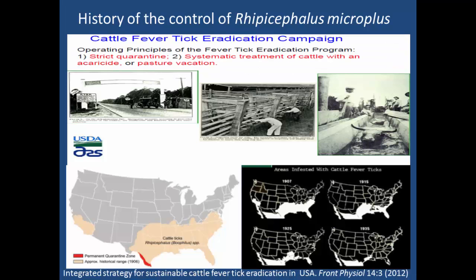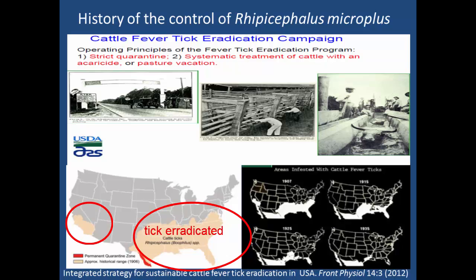And now moving on into the history of the control of the cattle tick, Rhipicephalus microplus. Here we see an old photograph from the USDA showing aspects of that cattle fever tick eradication campaign. This is a good example of a successful program that in just a matter of a few decades managed to completely eradicate the presence of the tick in all the southeastern states of the US and California.